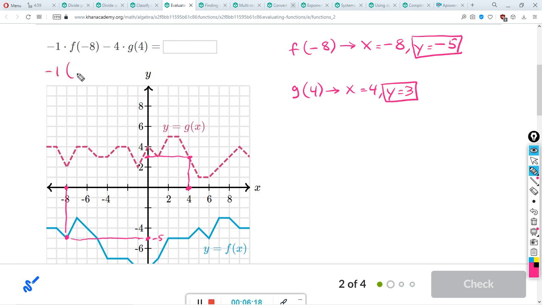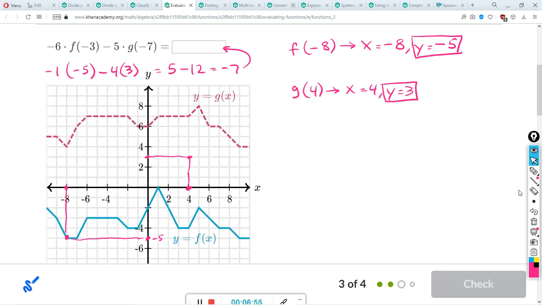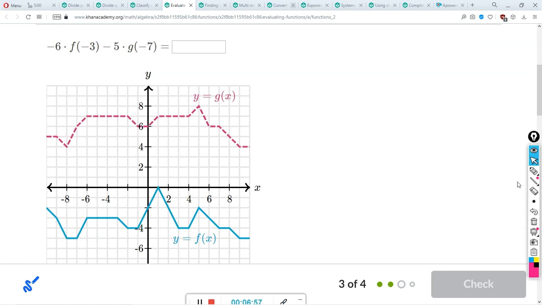So we have -1 times -5 minus 4 times g of 4. G of 4 is going to be 3. So -1 times -5 is +5. -4 times +3 is -12. And 5 minus 12 is -7. Write that in the box. All right, one more.